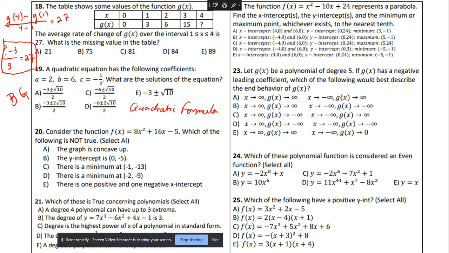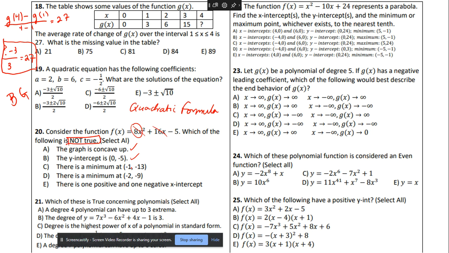20. This is a kind of backwards question. These are always tricky. It says which one of these is not true? And it says, here's your quadratic. Which of the following is not true? Graph is concave up. Well, this is positive, so it's definitely concave up. Y-intercept is (0, -5). Well, if you plug in a 0 quick, that one goes away, that one goes away, you're left with -5. That's true.